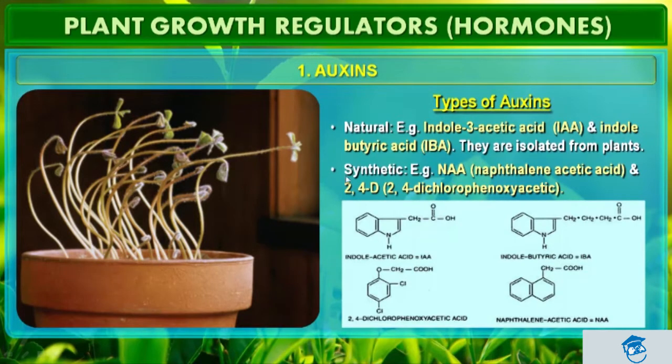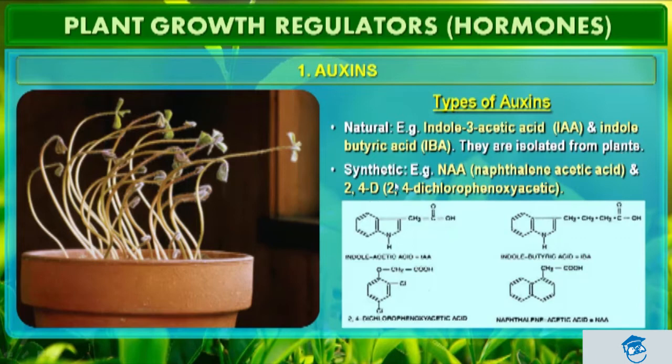First is natural and second is synthetic. Natural examples are indole 3-acetic acid, which we commonly call IAA. Okay, I for indole, A for acetic and A for acid. And second is indole butyric acid, which we commonly call IBA. They are isolated from plants.